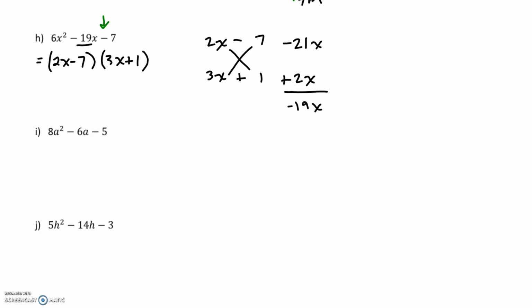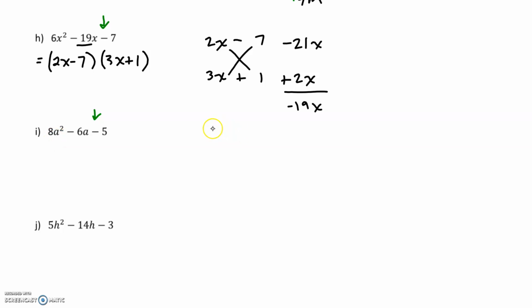So again, let's note that our C value is negative. Okay, so that means we have to have opposite signs in our brackets. We check for a common factor. I don't have a common factor. So let's go ahead and get our factors for 8a squared.